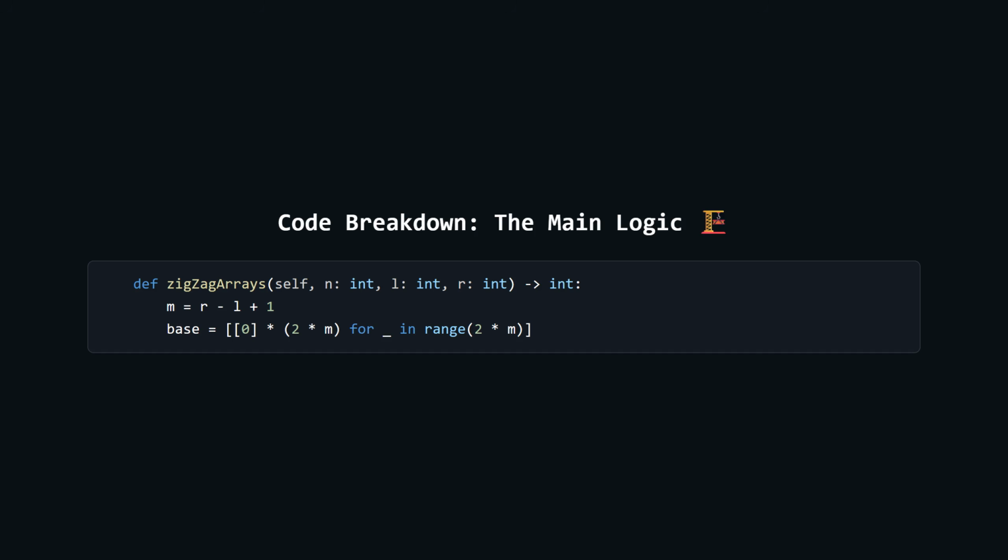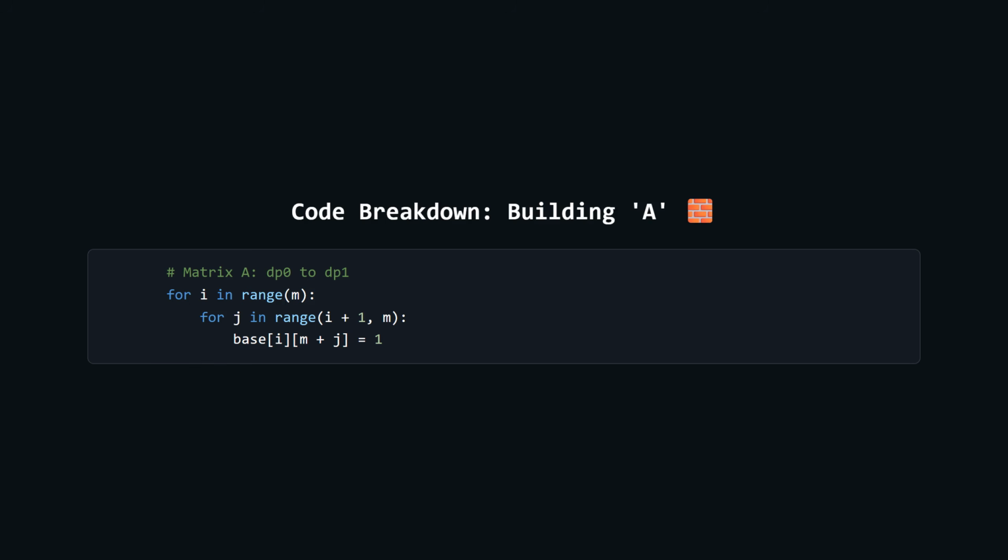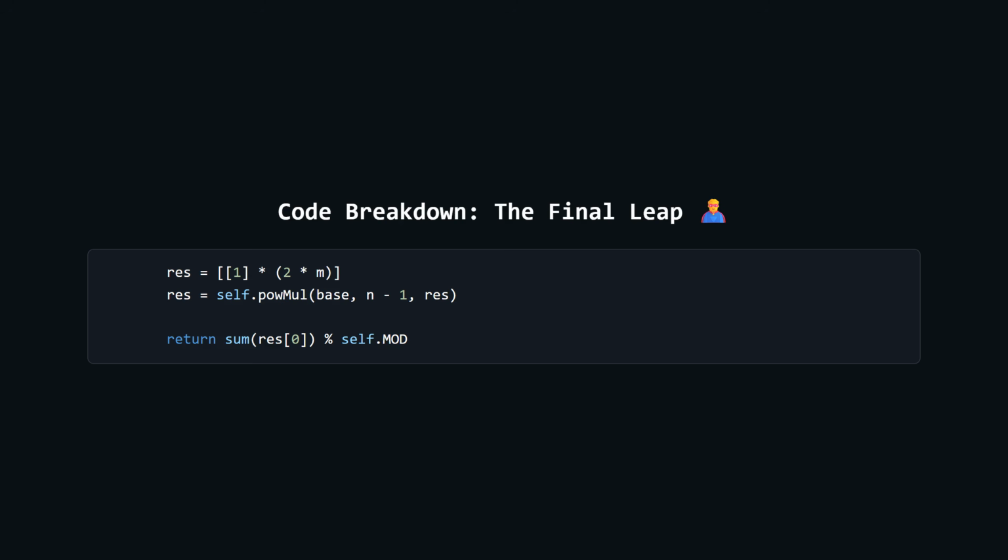Moving to the main function, we first figure out exactly how many possible numbers we have to work with, which we call m. Then we set up an empty grid for our base transitions. We fill the top right quadrant of our grid to represent all the valid ways to pick a number that is strictly larger than the previous one. Then we fill the bottom left quadrant to map out all the valid ways to pick a number strictly smaller than the previous one. Finally, we set up our starting state with 1s, raise our massive grid to the power of n minus 1, and just sum up the resulting row to get our answer.